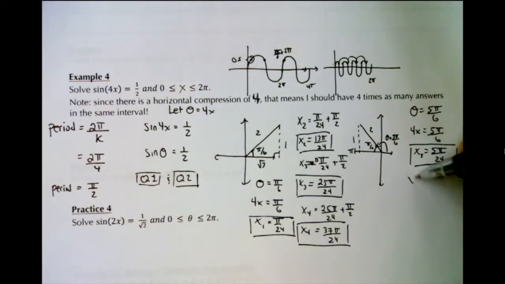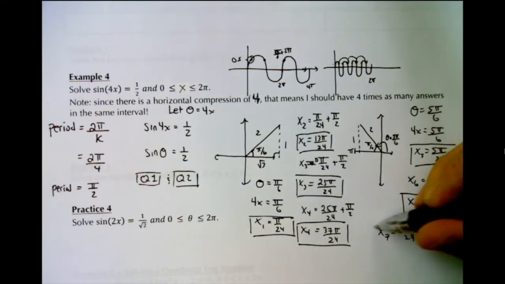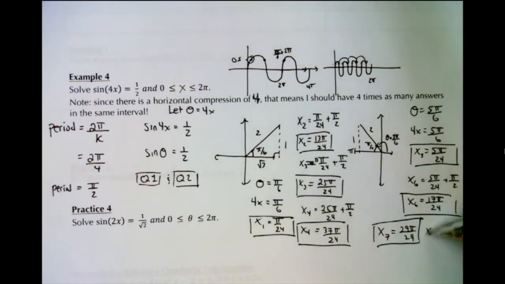So to get x6, we would take 5 pi over 24 and add pi over 2. Over 24, that'd be 12 over 24. 12 plus 5 is 17 pi over 24. And that would be our x6. And to get x7, we would add pi over 2 again, and that would be 29 pi over 24. And to get it again, we would add pi over 2, and that would give us 41 pi over 24.